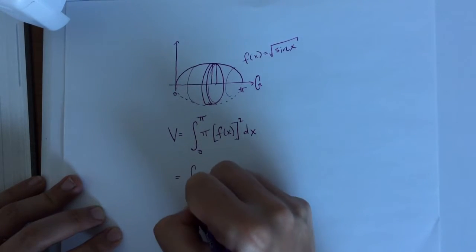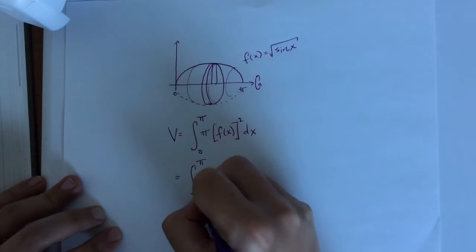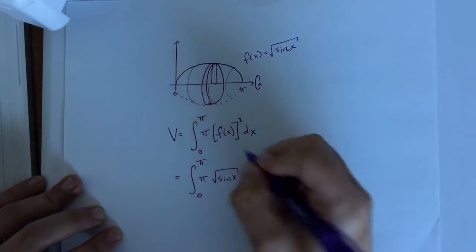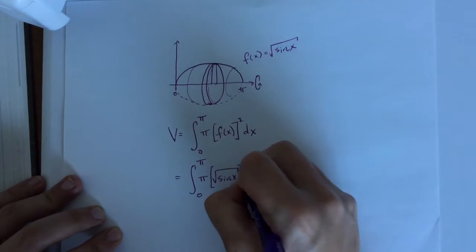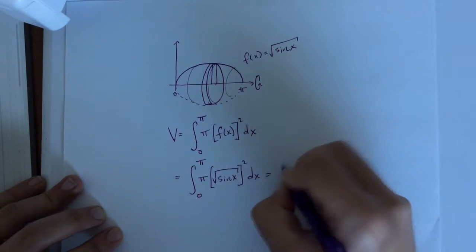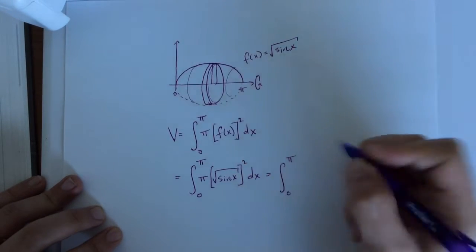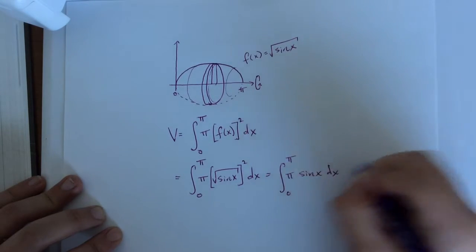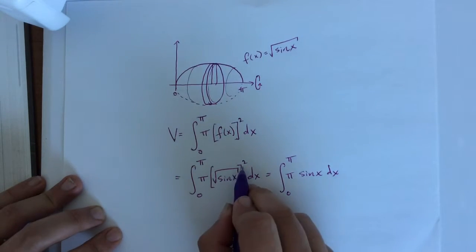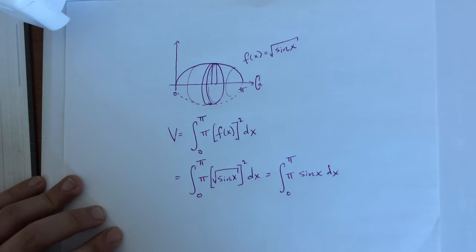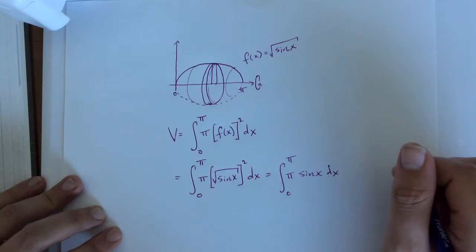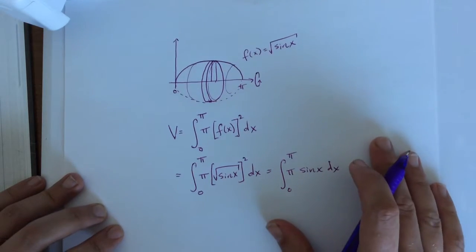So the volume then is the integral from 0 to pi of pi times the square root of sine of x, squared, times dx, or rather the integral from 0 to pi of pi times sine of x dx. It really is the square root of sine of x squared, which should be the absolute value, but sine of x is positive everywhere on that interval, so we'll just write sine of x.